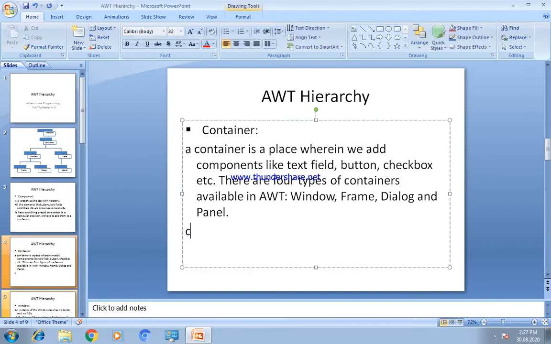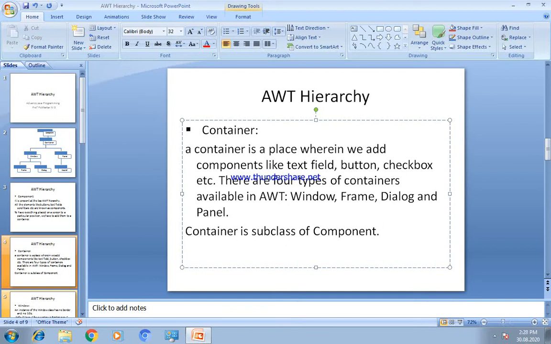Here we should write one line: Container is a subclass of Component. Don't forget, Container is a subclass of the Component class. Okay, and all the components we are adding on the container.